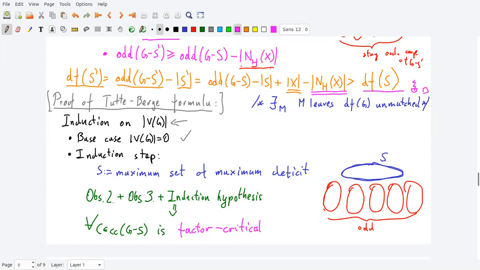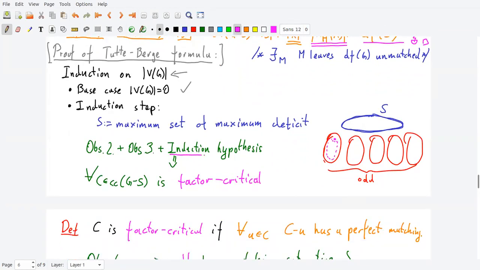And we know that after removal of any vertex in each of them, I've got a graph where the deficit is actually zero, right? So by the induction hypothesis, deficit equal to zero actually means that the graph has a perfect matching. So now we are using the fact that we are doing induction. This means that each of those connected components is a so-called factor critical graph. A factor critical graph is a graph with the following property: after removal of any vertex, the graph has a perfect matching. And this is exactly what we proved, that after removal of any vertex, we've got deficit zero, and the induction hypothesis, because this is a smaller graph, gives us then a perfect matching.